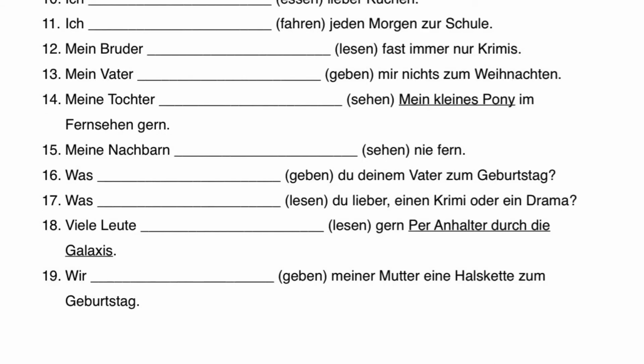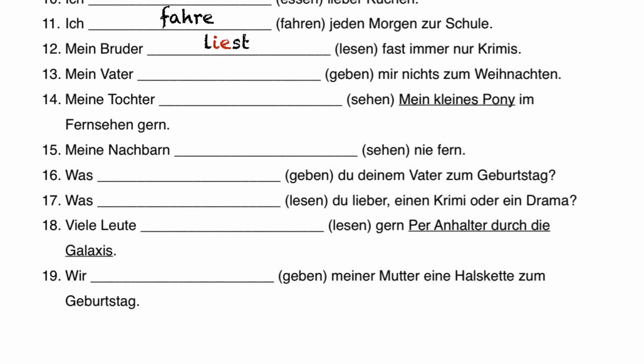Nummer 11. Ich, blank, jeden Morgen zur Schule. Ich is in the sentence, which makes it the subject because ich is always the subject, so we have here ich fahre. Ich fahre jeden Morgen zur Schule. I drive every morning to school. Mein Bruder, something, fast immer nur Krimis. My brother almost always reads nothing but detective stories. My brother is the subject, so we have to use here the er/sie/es form, which is liest. Mein Bruder liest fast immer nur Krimis.